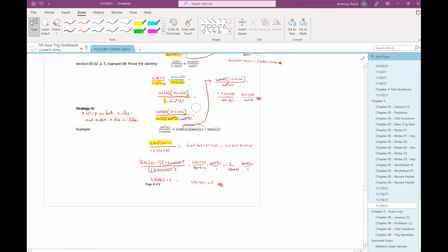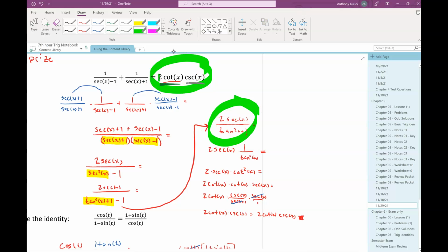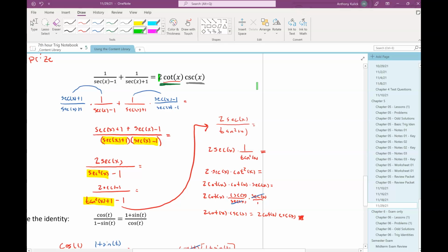And I would say that that strategy that we just looked at could have been particularly helpful on this problem here. I think that this turning into that would have been quite easy, rather than doing what we did, taking 2 cotangent times cosecant. Probably would have been pretty easy to turn that into secant over tangent squared. But either way, no big deal. It wasn't too hard doing it what we did.